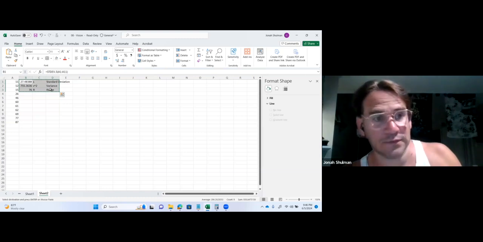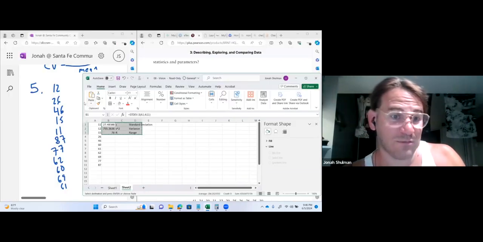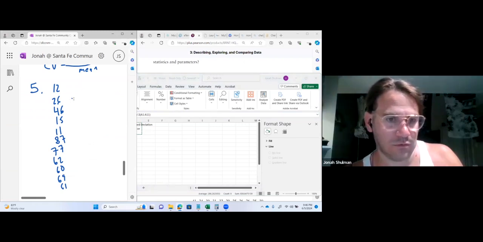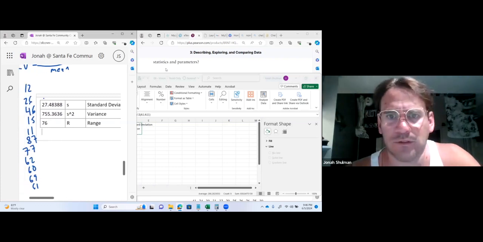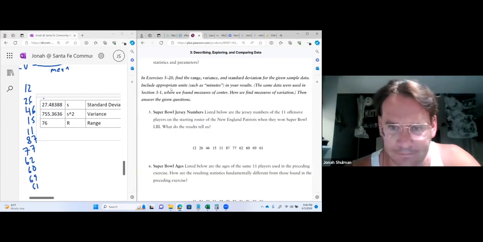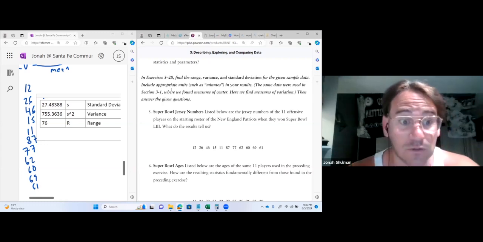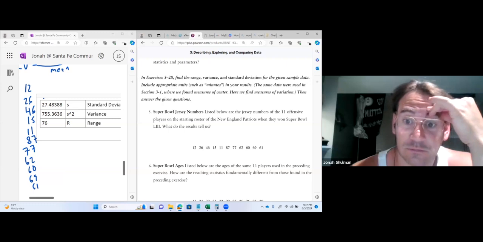You can just copy and paste it into whatever you're going to submit to me. Hopefully that was fast enough. There you are. Cool. All right, let's do the next one. What do the results tell us? There's a lot of variation. There's tons of variation in the numbers of players. It's a huge number, so that's what it tells me.